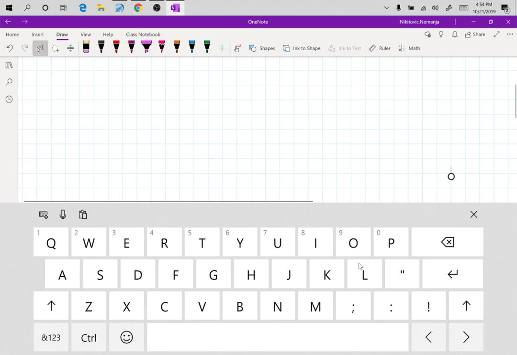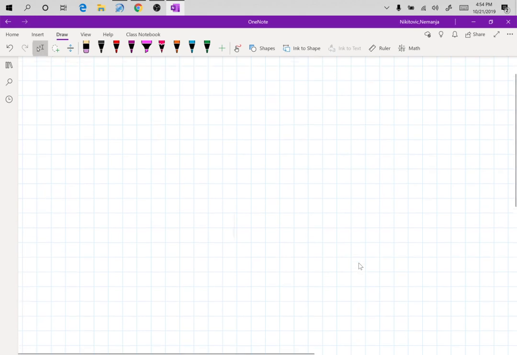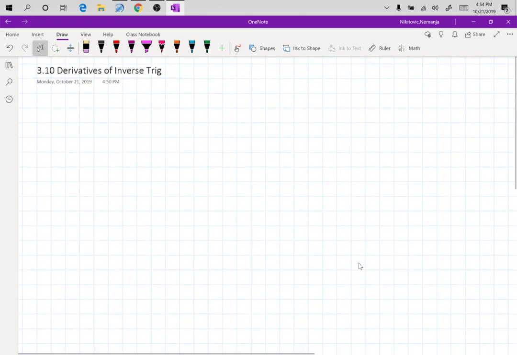Hello and welcome back to Calculus 1 section 3.10 on derivatives of inverse trig functions. For this particular section, we're going to see 6 formulas for the derivatives of inverse trig functions. And you will see that they are very similar between the pairs. We'll see how that works.